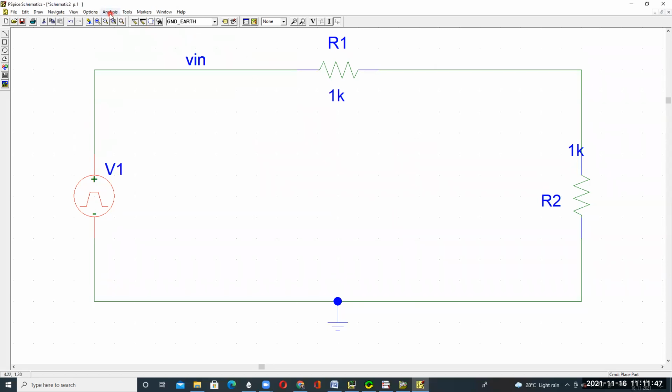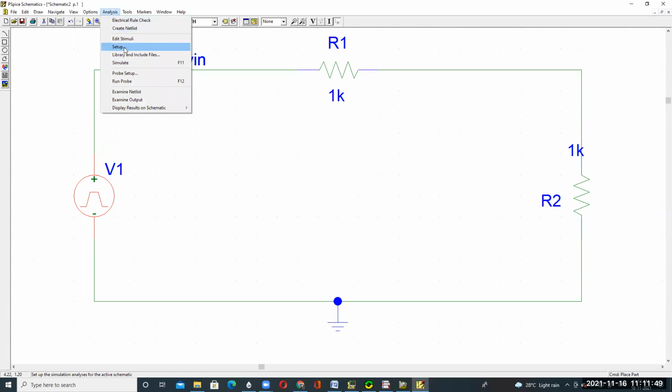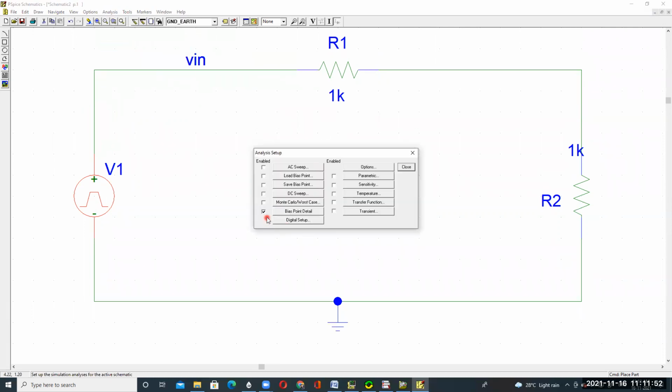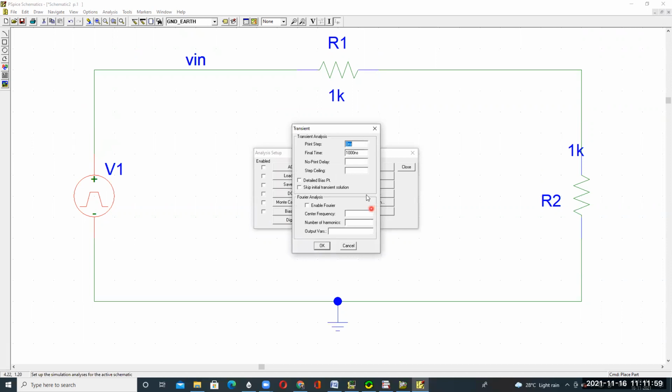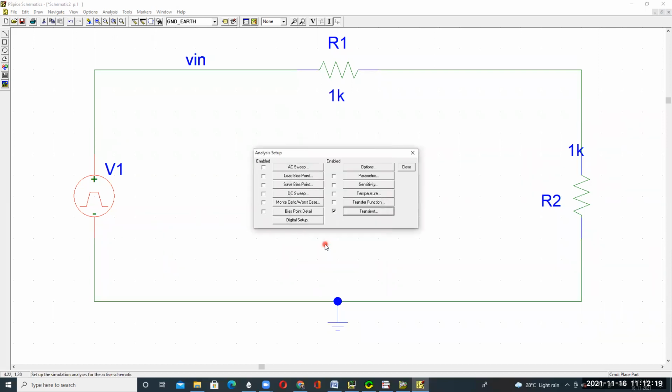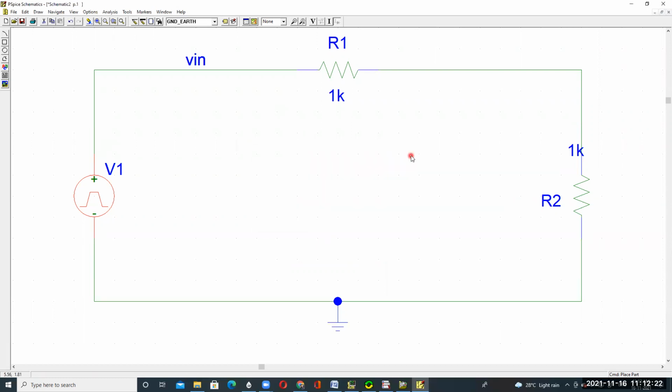Then go to analysis, setup analysis, and put a tick mark on transient. By double-clicking on transient, you'll get print step and final time. Take final time as 1 millisecond, because our pulse repetition is 200 microseconds. By taking 1 millisecond, you'll get appropriate waveforms.